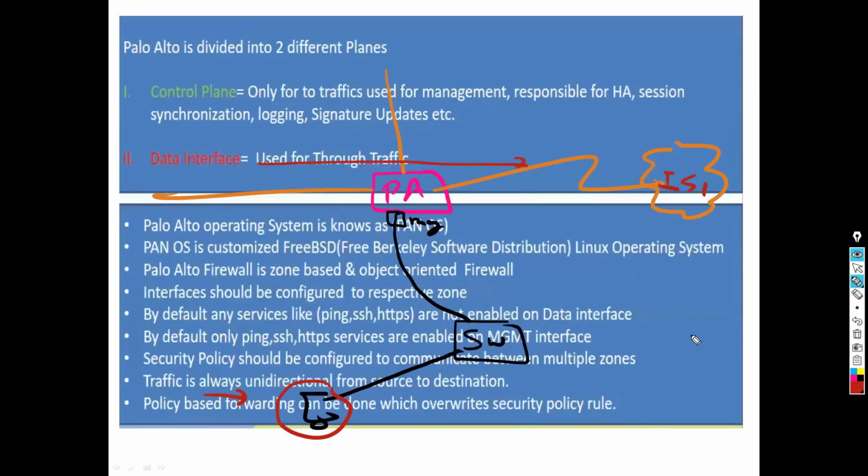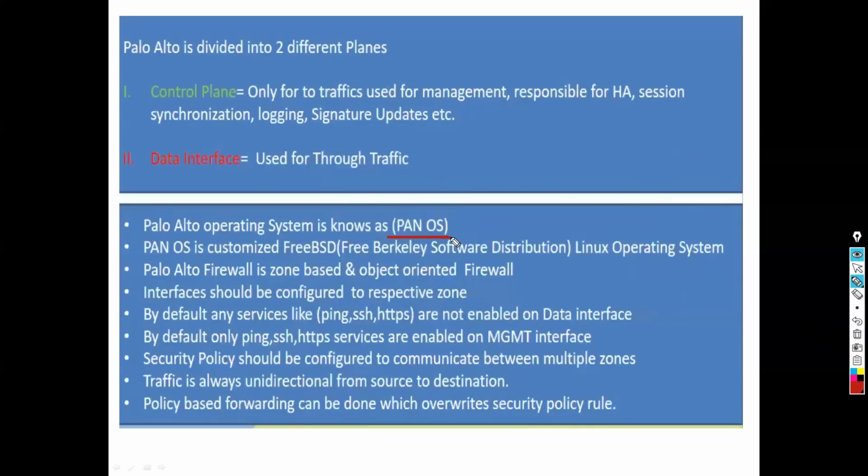Palo Alto operating system is known as PAN-OS. For example, if you are working with Cisco ASA, you can say Cisco IOS. In Cisco FTD, you can say Cisco FTD IOS. In FortiGate, you can say FortiOS. In Checkpoint, you can say Gaia operating system. In Palo Alto, you can say PAN-OS. It is a Linux-based operating system.